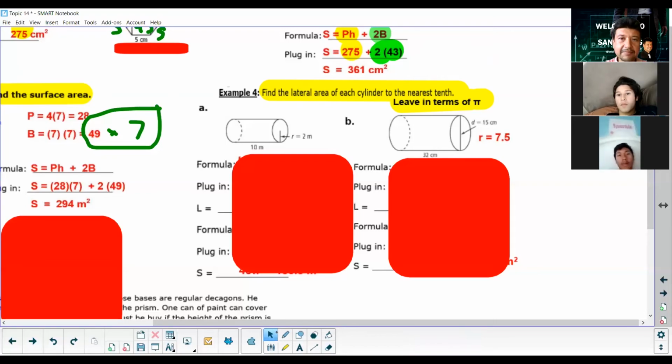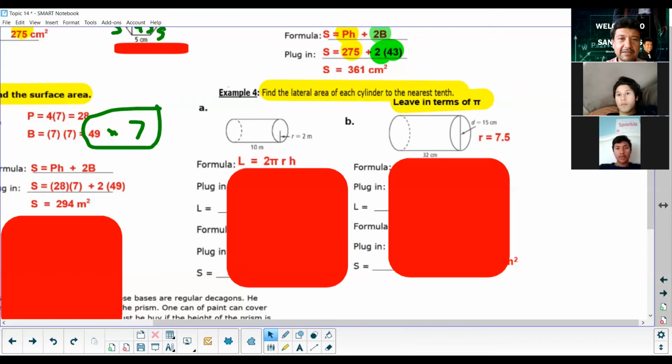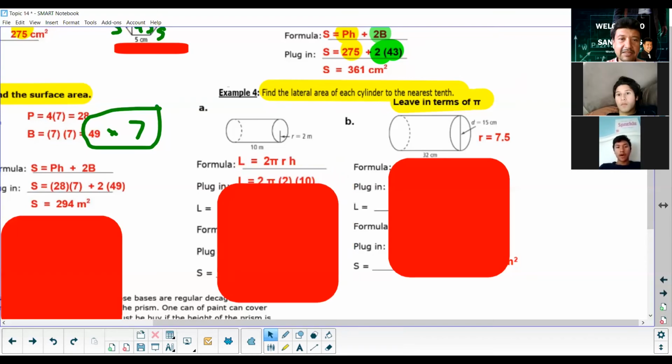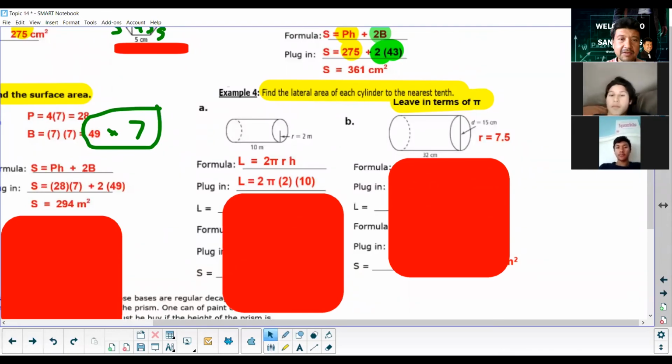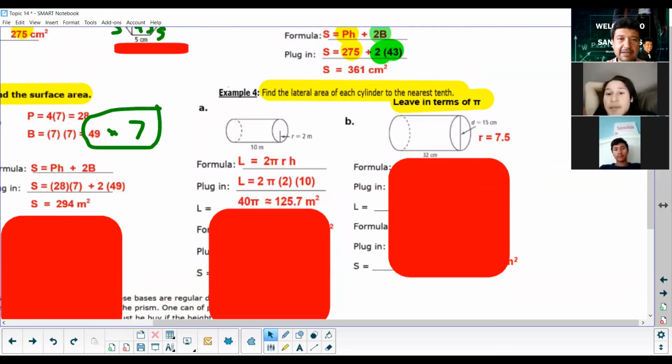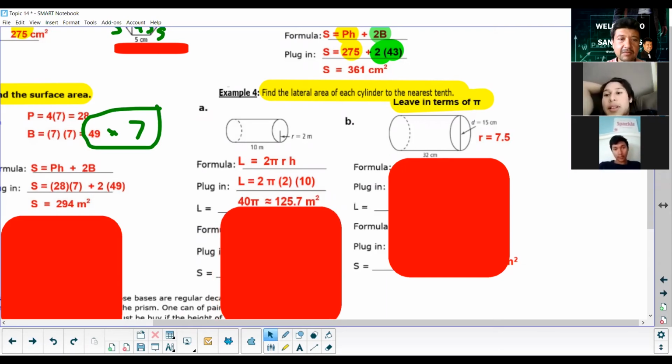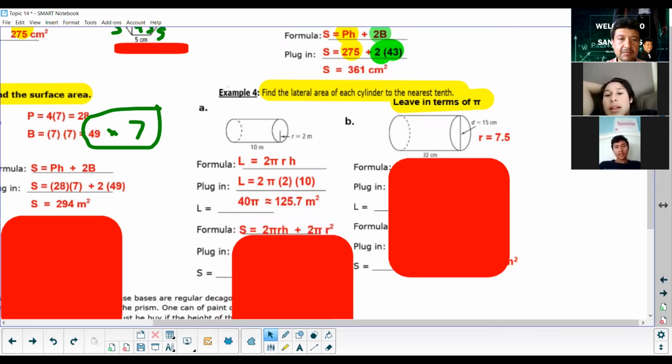So the lateral area is just 2 pi r times height, right? Yeah, good. 2 pi r times height. So how much would that be? Again, r is 2, height is 10. So you plug that in, and that would be 40 pi. Good. And then what do we do to find the total? The total, you would add 40 pi plus 2 pi r squared.